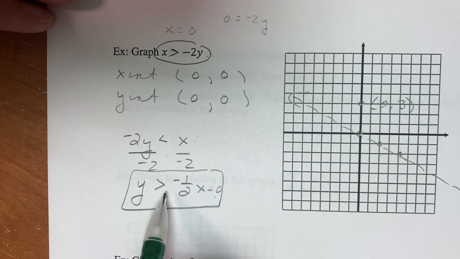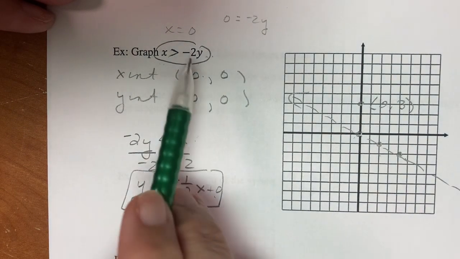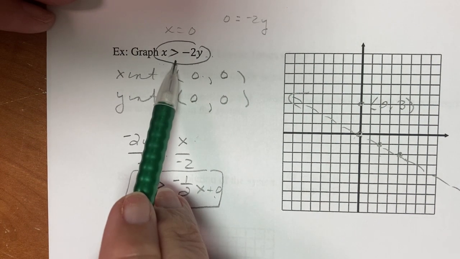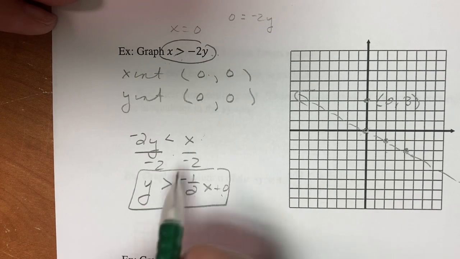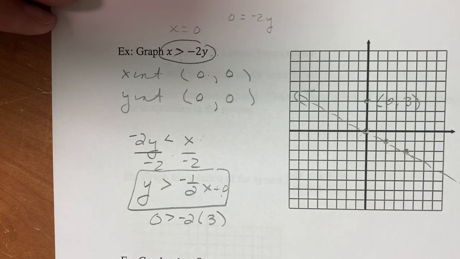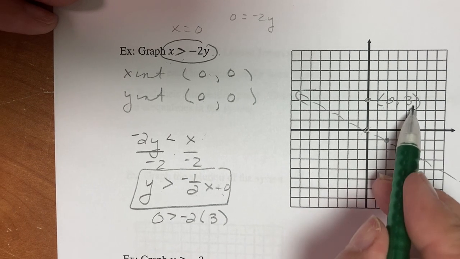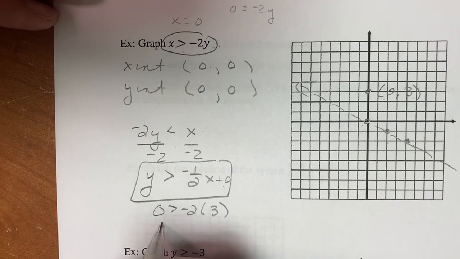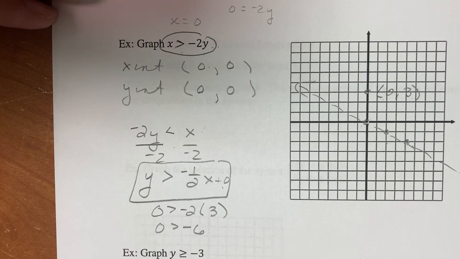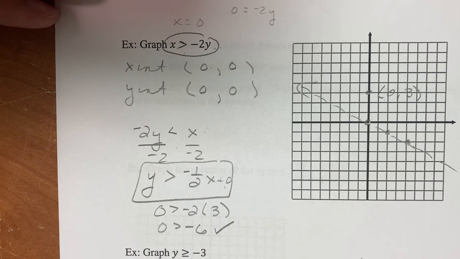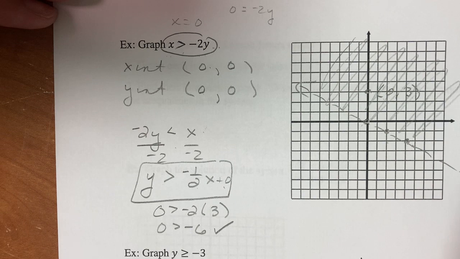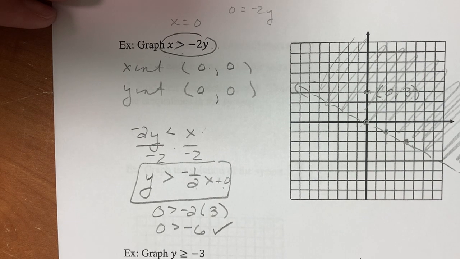So, again, I can plug it into here, or I can plug it into here. It does not matter. I'm going to go ahead and plug it into here. So if I plug 0 in for x and 3 in for y, because remember my test point is x equals 0, y equals 3, it says 0 is greater than negative 6. Well, hot dog, that's true. So that means this is part of the solution. I'm going to go ahead and shade that side of the line.